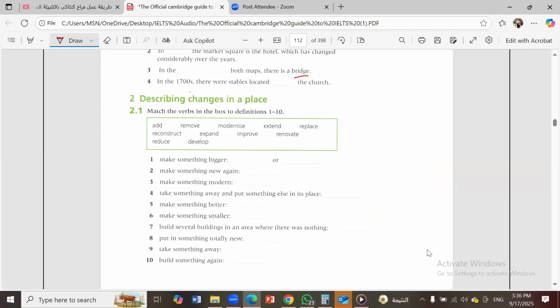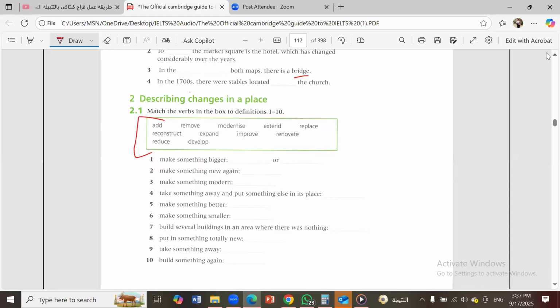So we have to employ these words here in these 10 sentences. Okay. Just take a look for 1 minute at these words in the table. And how can you employ these in these 10 sentences? To define, match these verbs in the box with definitions. These are 10 definitions.